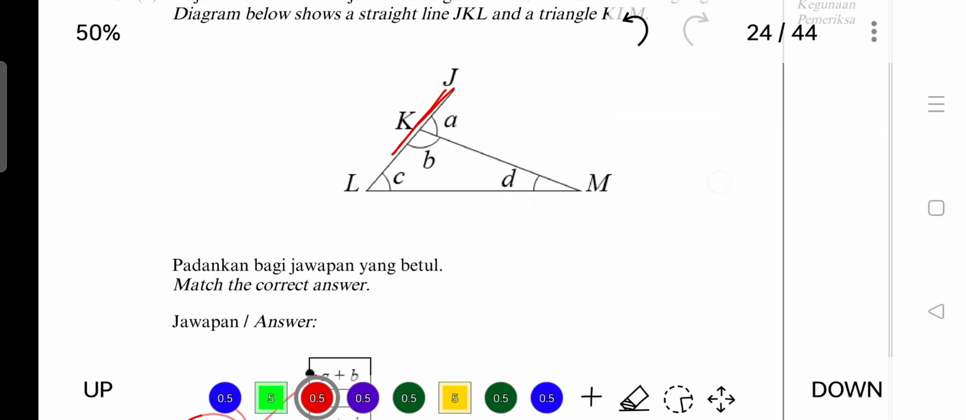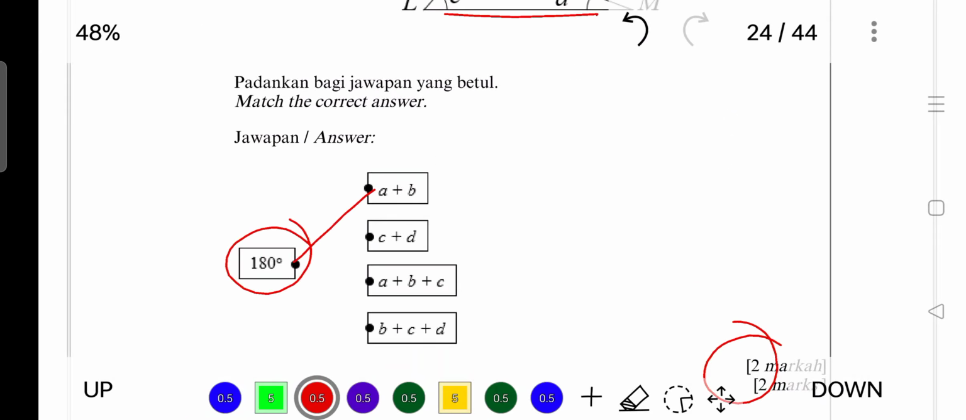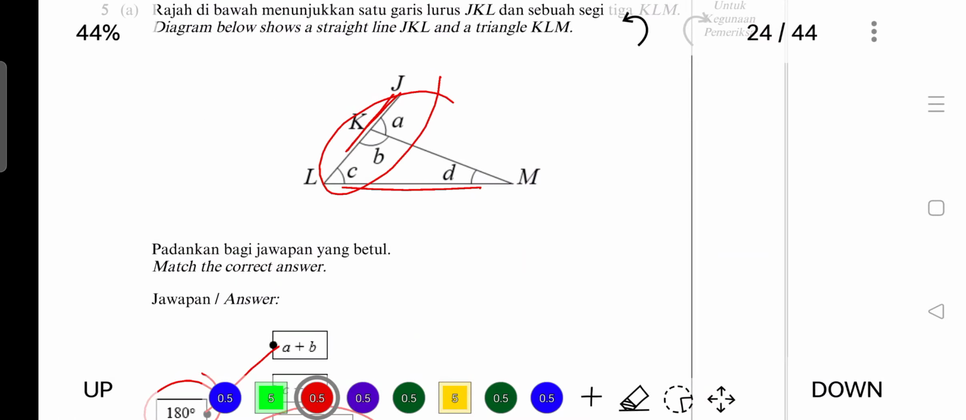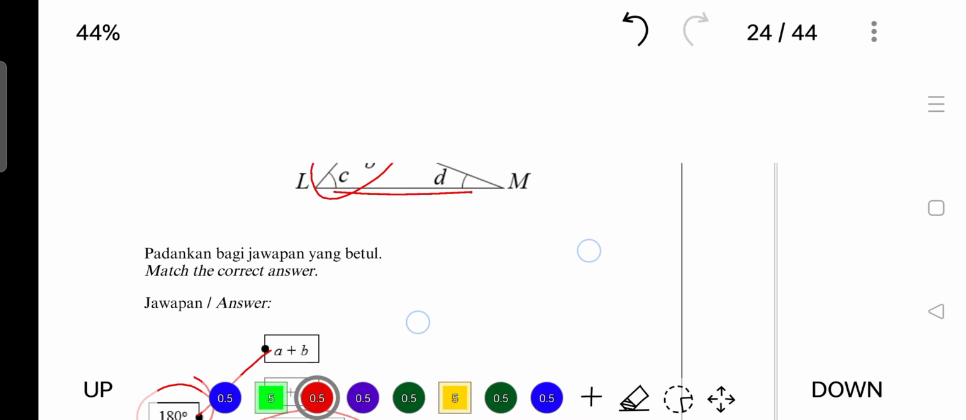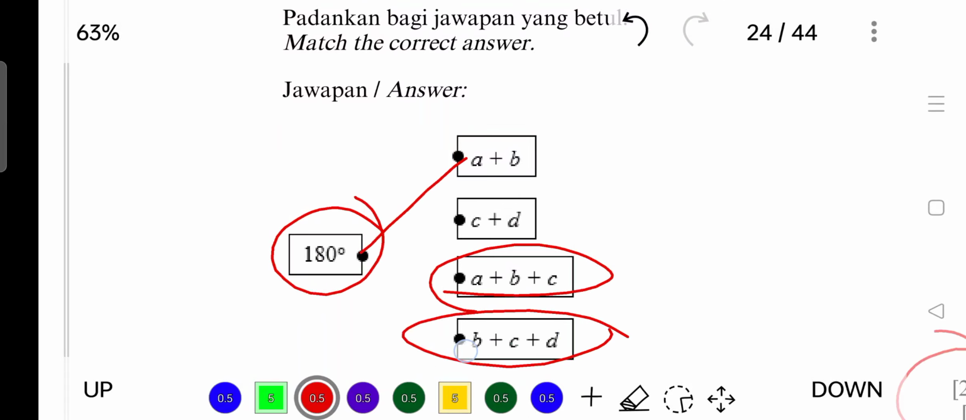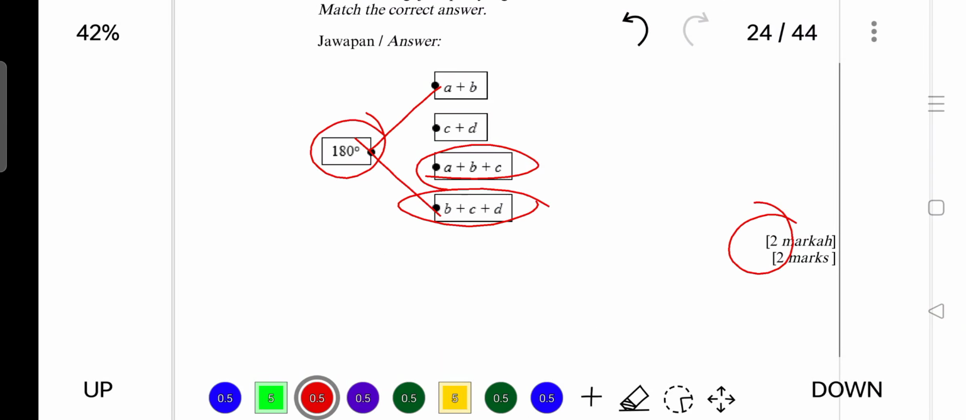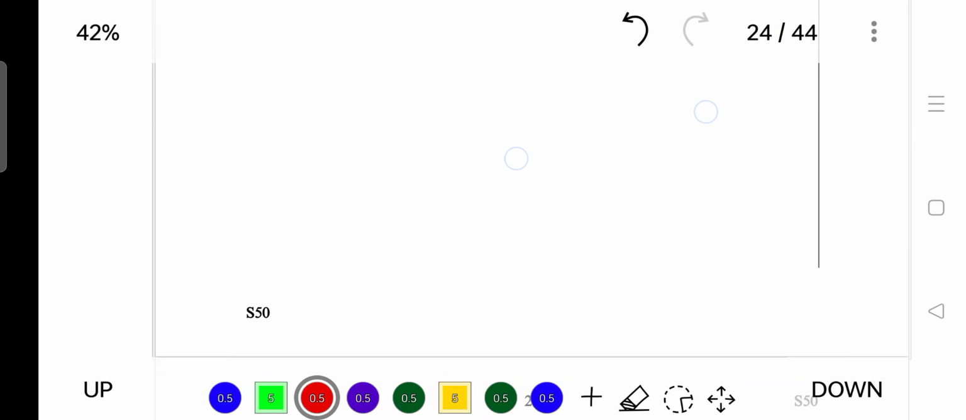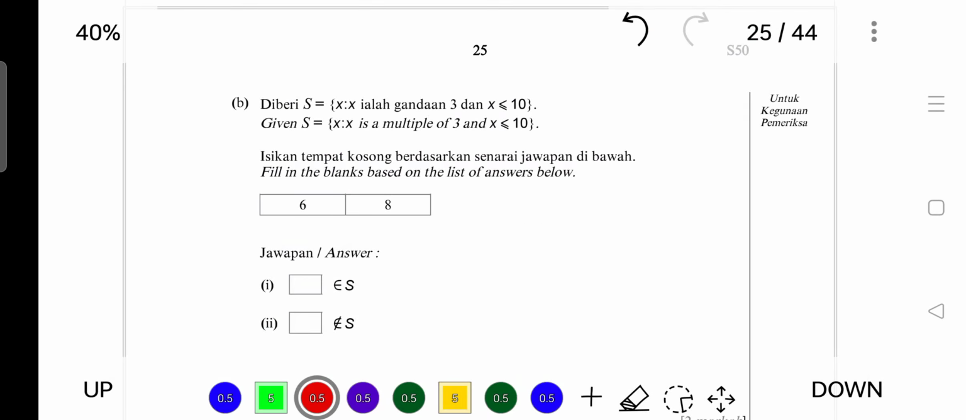How about C plus D? Could it be? Or A plus B plus C, like this? Or B plus C plus D inside a triangle? Yes, inside a triangle is always 180. So you get 2 marks here. Alright, next we are moving to question B.